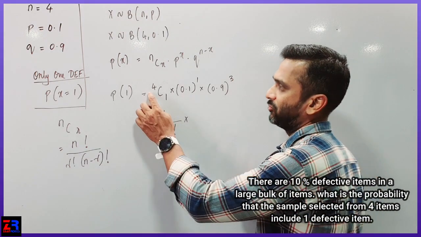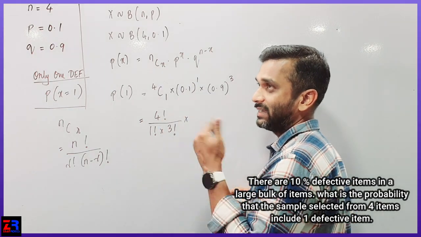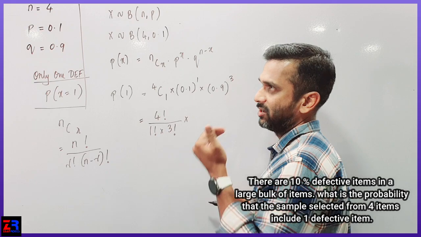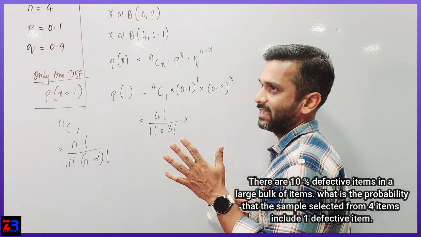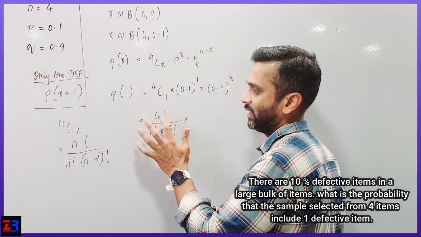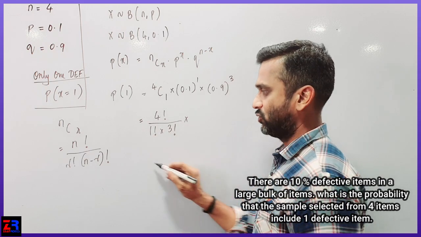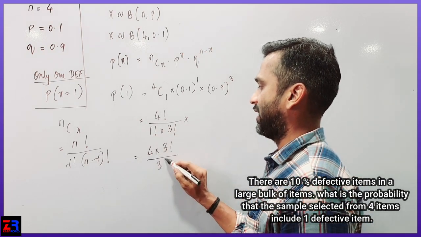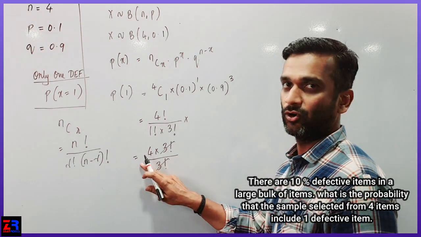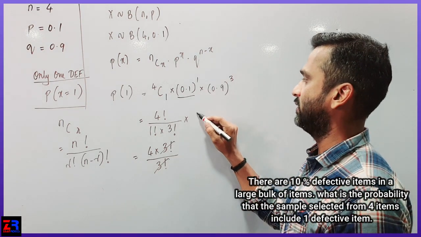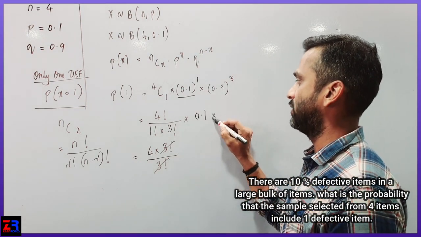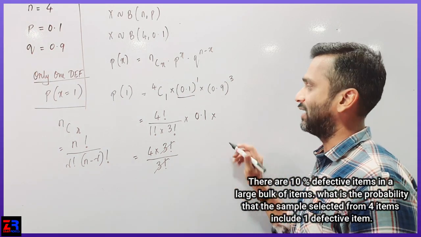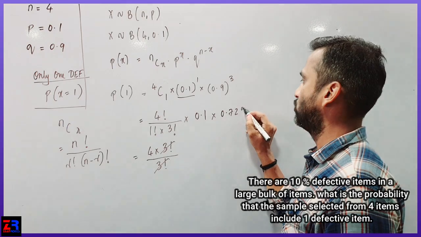Always remember that 4C1 is always 4, 10C9 is always 10, 5C1 is always 5. Hope you understand. So 4C1 is always 4. You calculate, you will get 4. 4 into 3 factorial, 3 factorial will get cancelled. So you will get 4, into 0.1 raised to 1 is 0.1, into 0.9 into 0.9 into 0.9. Use your calculator, you will get 0.729.